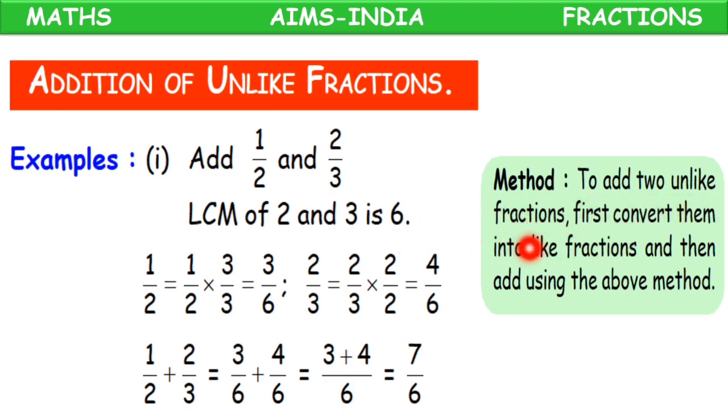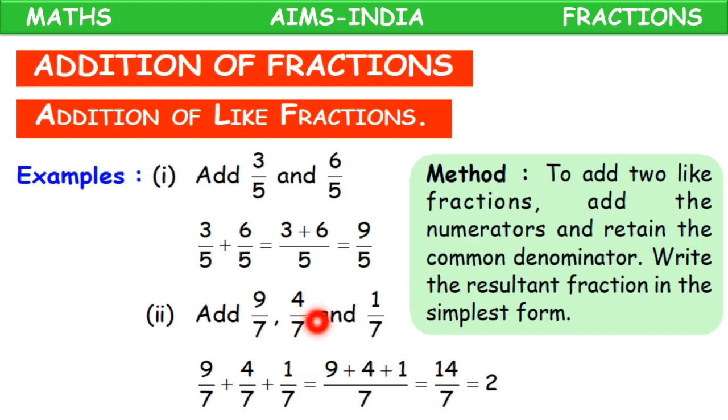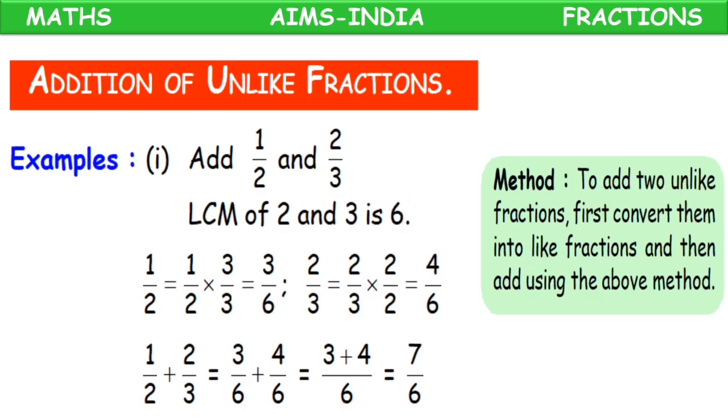To add two unlike fractions, first convert them into like fractions and then add using the above method. What did we do for comparison of unlike fractions, children? First we found out the LCM of the given unlike fractions, converted them into like fractions, and then we compared them. In the same way, to add two or more unlike fractions, first we need to find out the LCM of their denominators, convert them into like fractions, and we know how to add like fractions, right? So apply this method to the resultant like fractions.